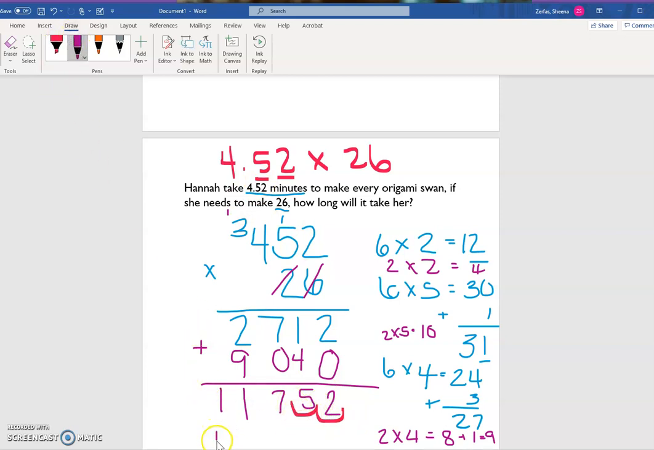So I can rewrite this as 117 and 52 hundredths. And this is a word problem, so I include my label, which is minutes.